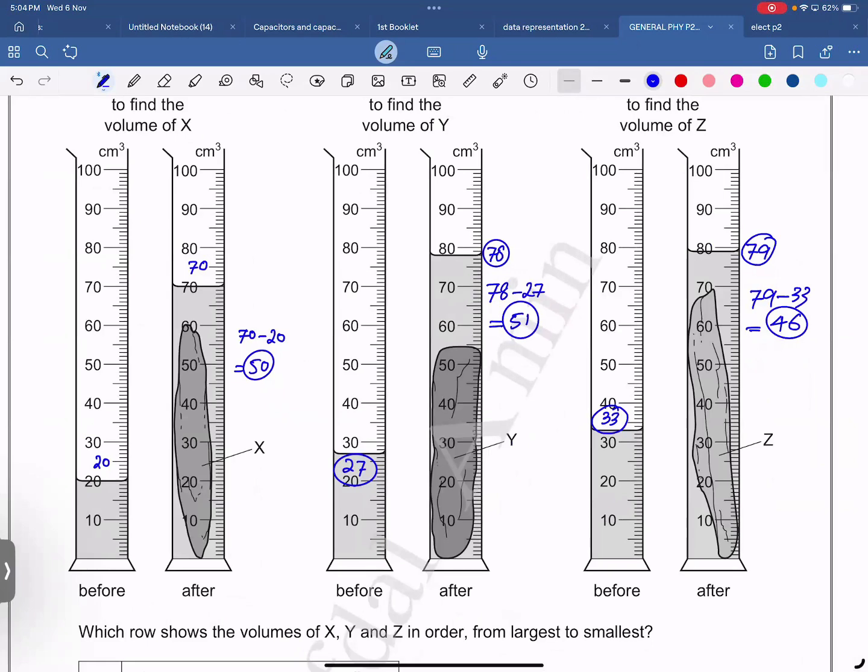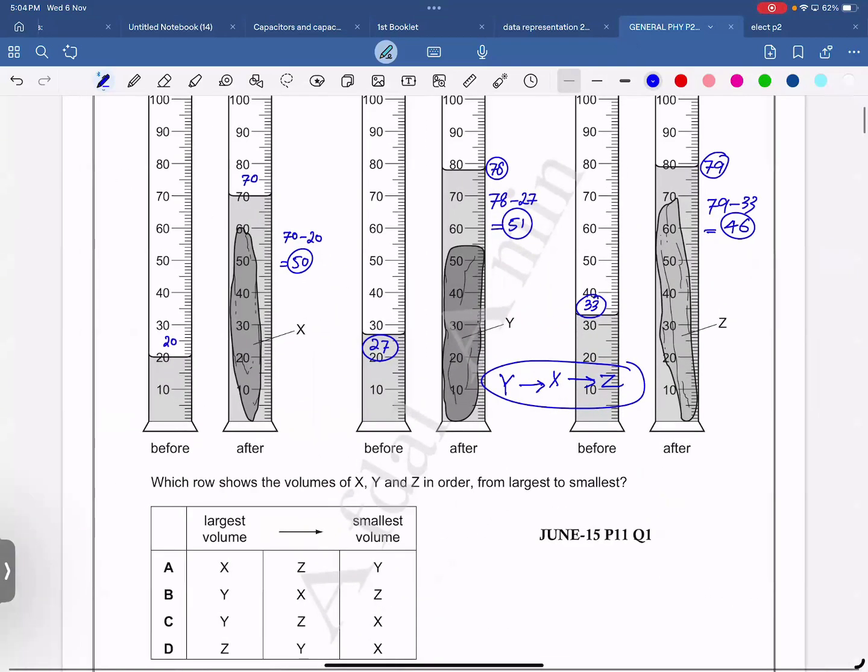So largest is 51, Y. Then 50, which is X. Then 46, which is Z. Y, X, Z is the right option. Y, X, Z, option B.